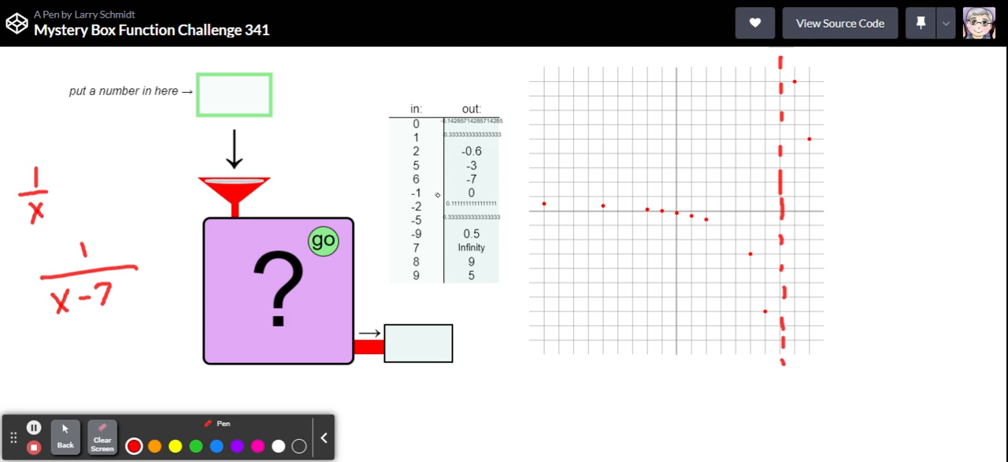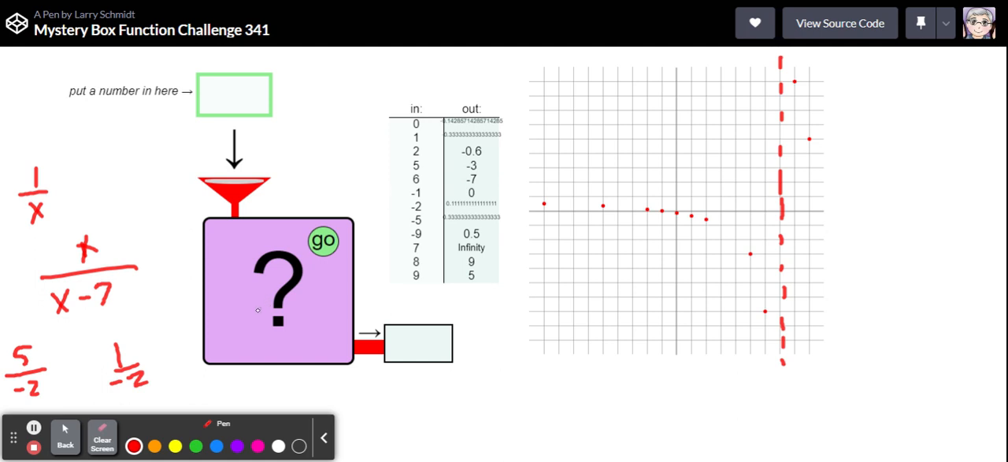Does that work? So if I put in, let's put in a 5. So that would be 5 minus 7 would be negative 2 on the bottom, so 1 over negative 2. But we're getting a negative 3, so it's not 1. What if we just put in x on the top? So that would be at 5, that would be 5 over negative 2. Well, and that's not what we're getting either. Huh.